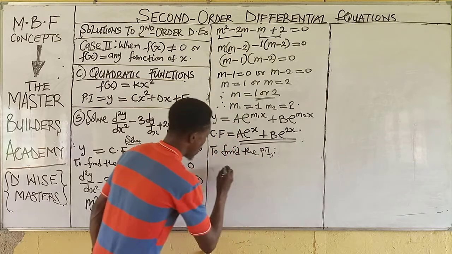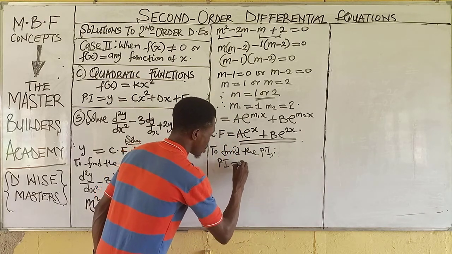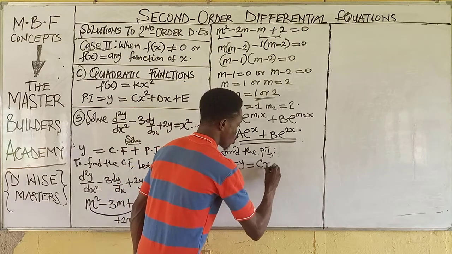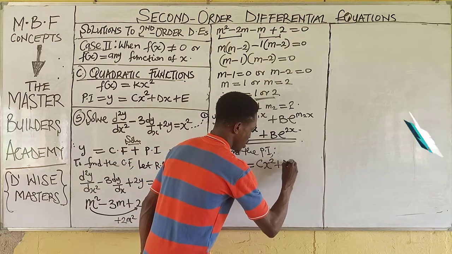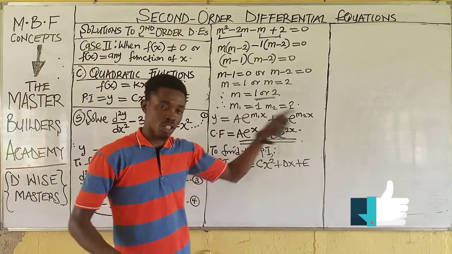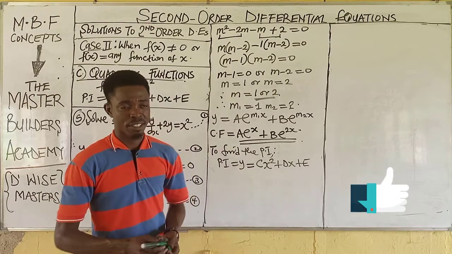We have that the particular integral here is equal to y, and y is equal to the constant, start from x squared, quadratic: c x squared plus dx plus e. Start from the highest power of x down to the constant. You don't need to memorize this.